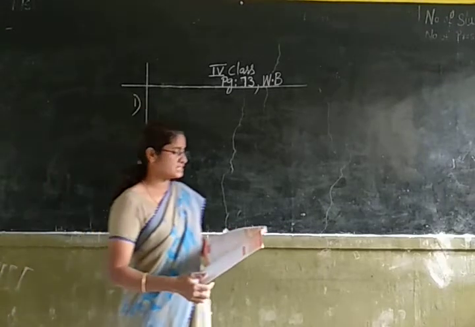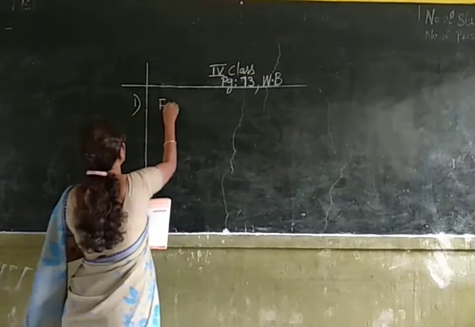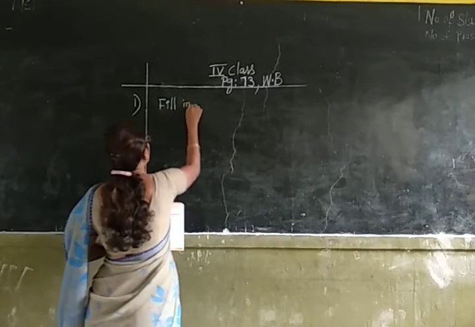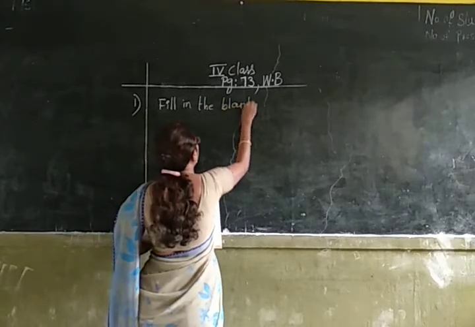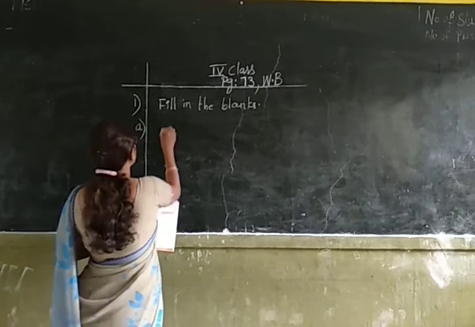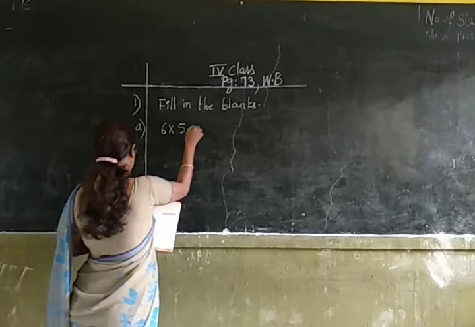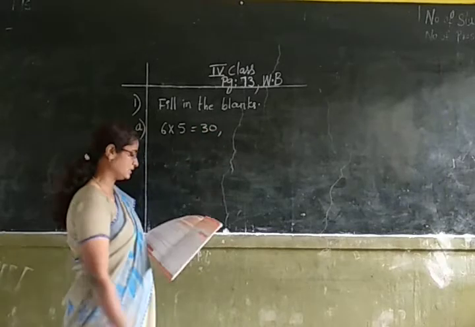The first sum is fill in the blanks. A: 6 into 5 is equal to 30.